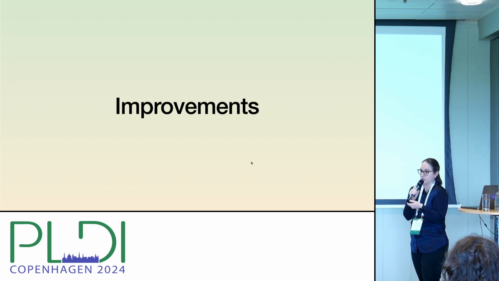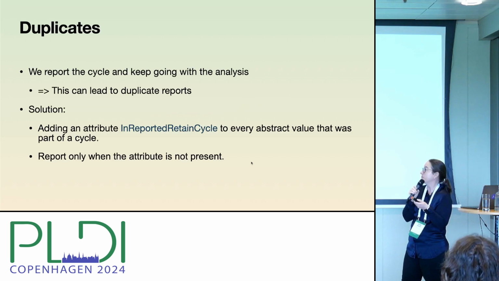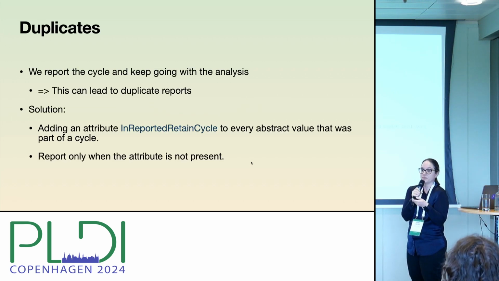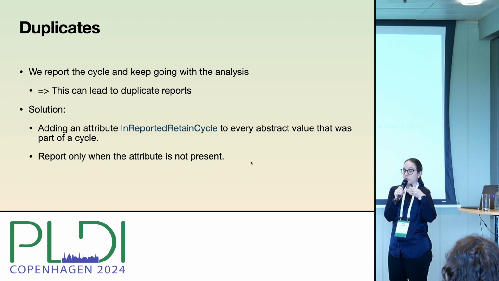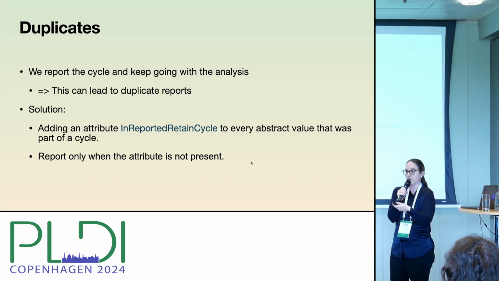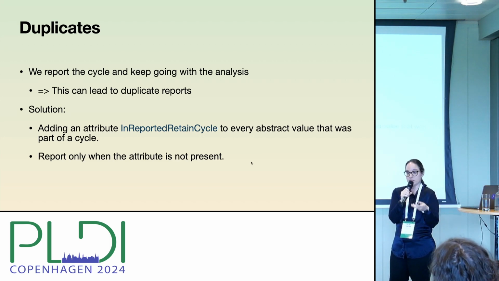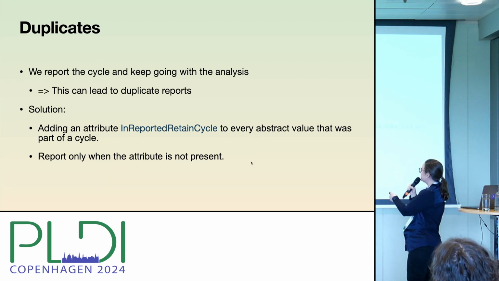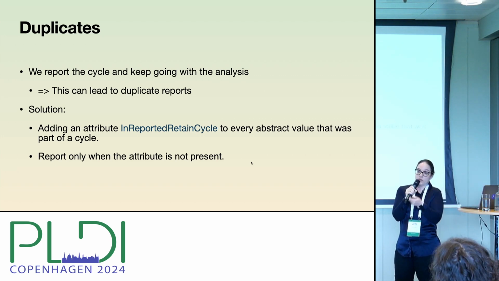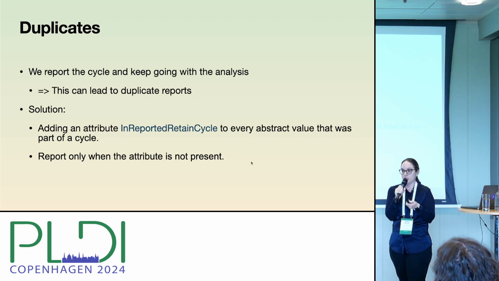Okay, so let's talk about a few more improvements to the implementation. So one is about duplicates. One issue with reporting right when the cycle is created is that we want to continue the execution after that, and then you will just keep seeing that cycle later more and more times. So one solution I found for this is to add an attribute. So every abstract value that is involved in a cycle after it's reported gets this attribute, reported retain cycle. And then when we see the attribute, we don't report again. So it's quite a clean way of avoiding duplicates.